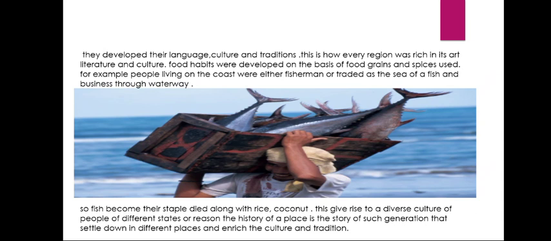For example, people living on the coast were either fishermen or traded in fish and did business through waterways. So fish became their staple diet along with rice and coconut. This gave rise to a diverse culture of people of different states or regions. The history of a place is the story of such generations that settled down in different places and enriched the culture and tradition.